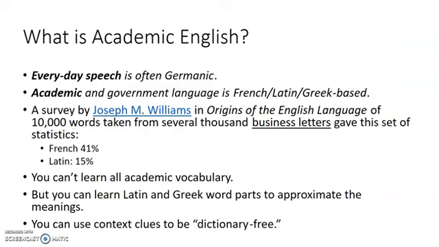So what is academic English? Our everyday English speech comes from Germanic. It has Germanic origin. It's not German. It's Germanic. We'll talk about Germanic origin and language later. Academic and government language is based on French, Latin, Greek word parts, such as roots, prefixes, and suffixes. So academic language has words that contain Latin or Greek roots or prefixes or suffixes.